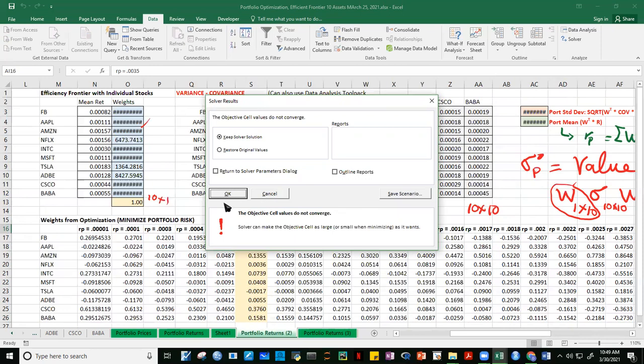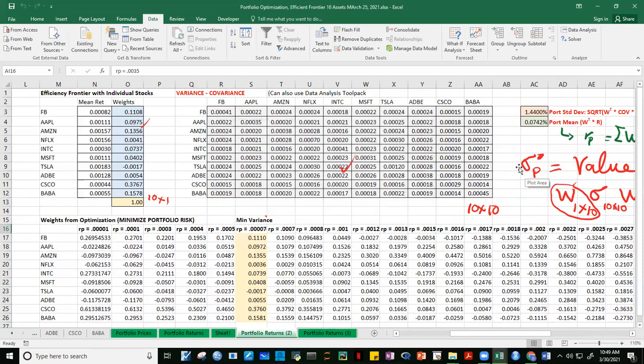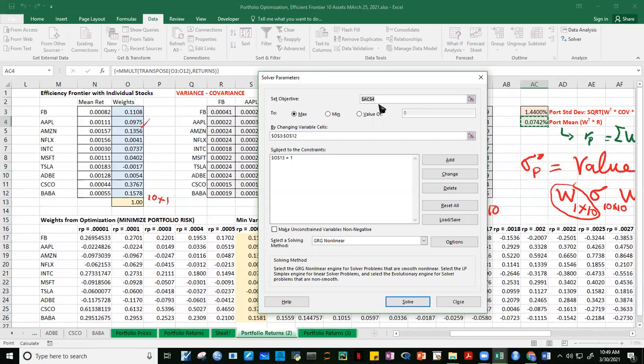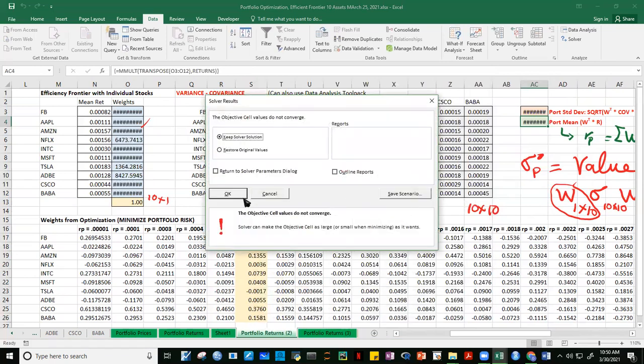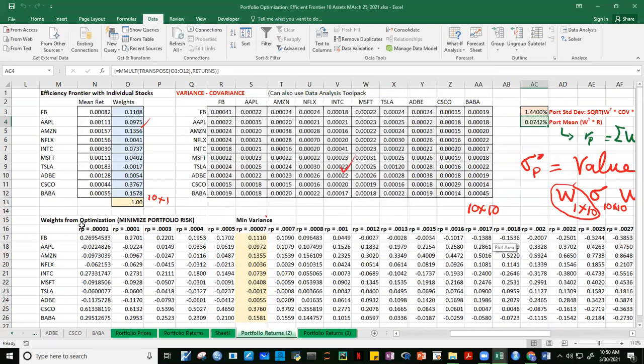Ayaw. Hindi siya makasolve, no? Nagkakaproblema dito. Okay, so anyway, solver, returns, maximum siya by changing cells. Ito, dapat O13 should be equal to 1. Okay, tingnan ko. Ayaw niya, hindi siya nagko-converge. Okay. Anyway, ito na muna, no? Ito na muna gagawin mo.